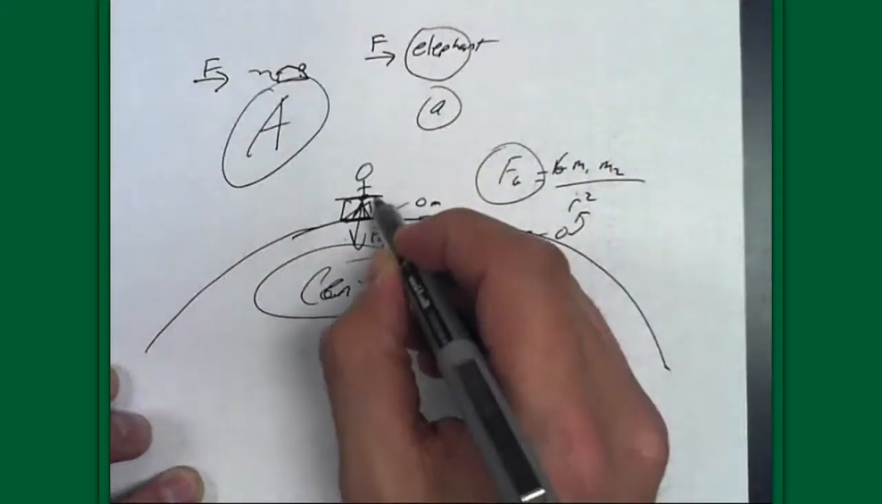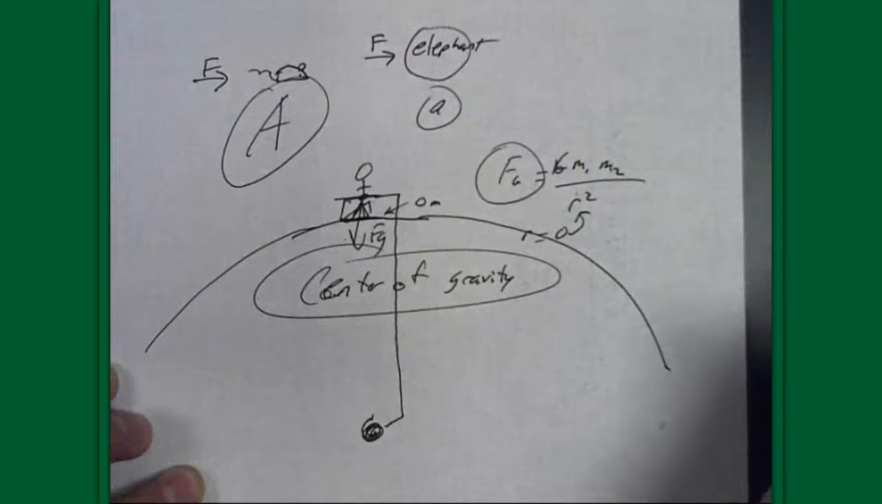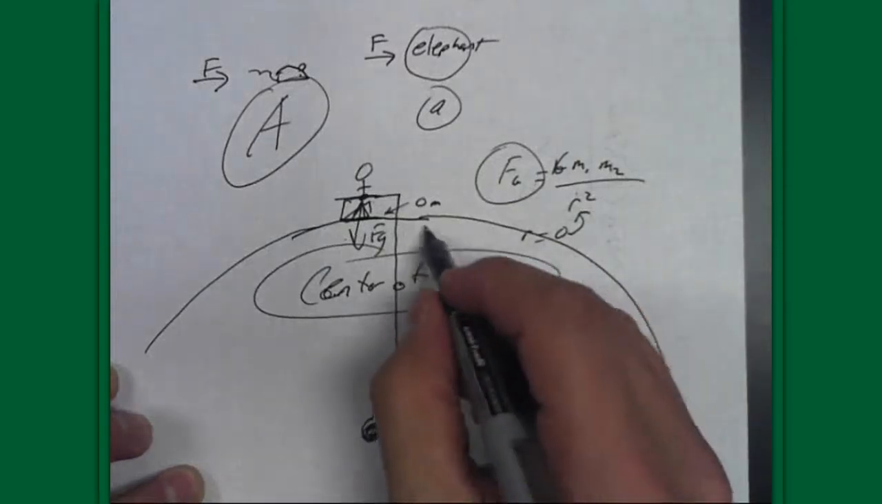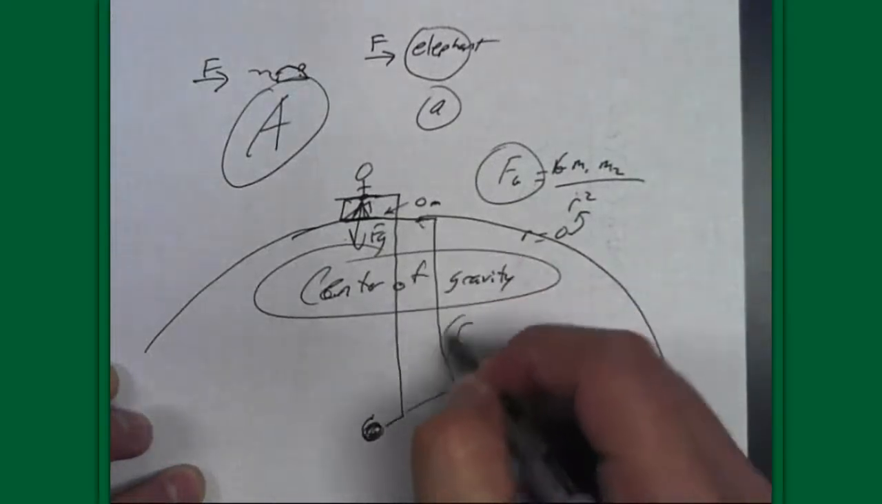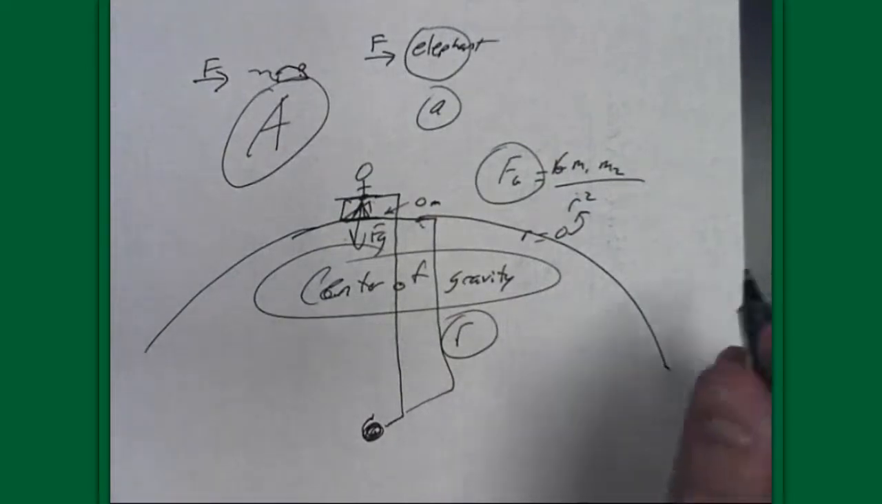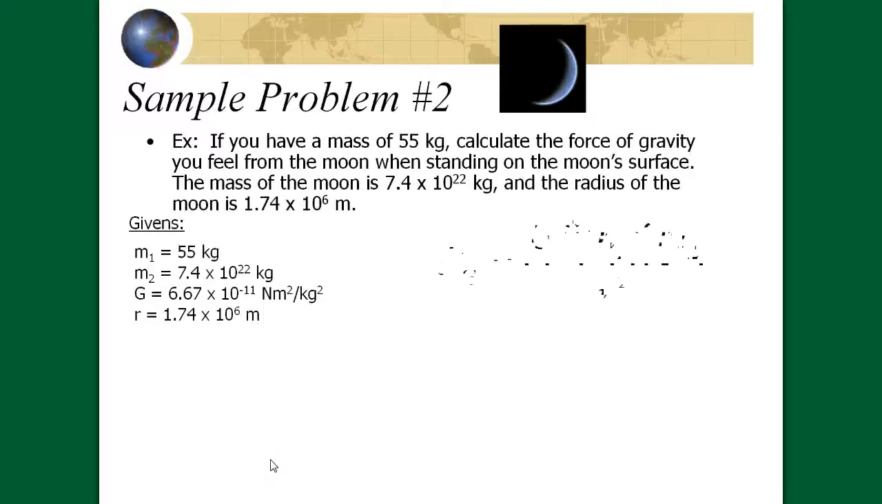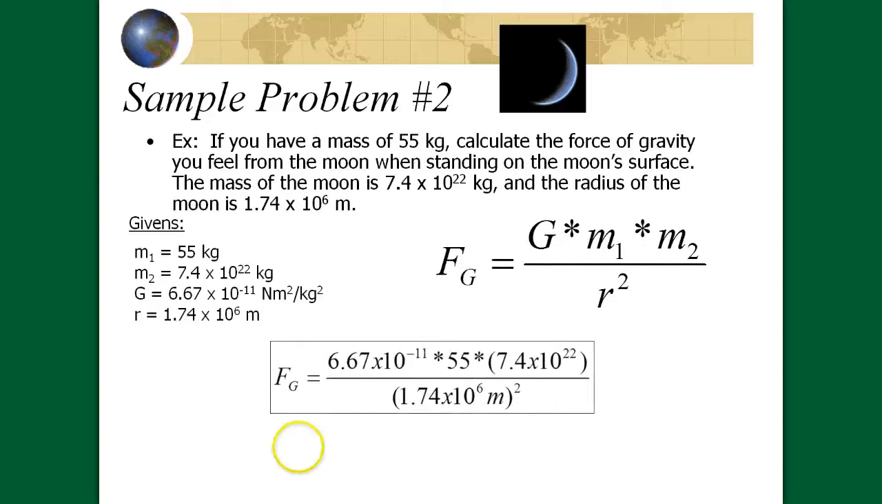So the R, the distance that would be measured, is actually between your center of gravity and the earth's center of gravity. And for practical purposes, we really just consider the radius of that planet to be the distance that we enter into the calculation. So that's why we need to know the radius of the moon. All right, so there's our numbers. There's our equation. Plug our numbers into the equation and multiply them.